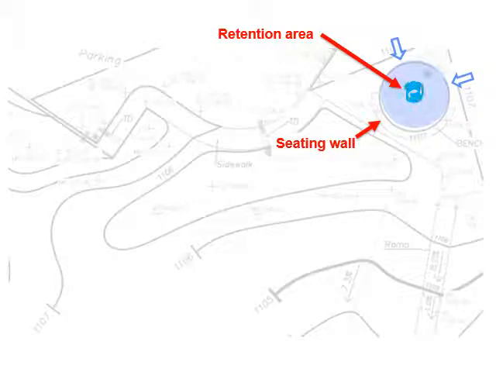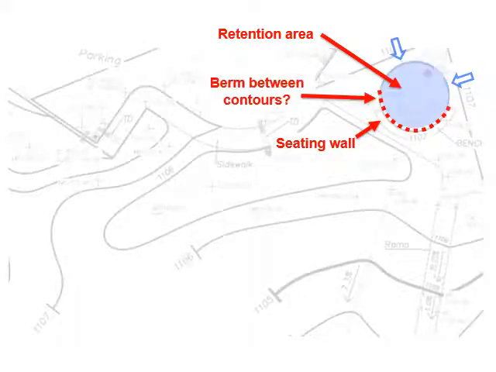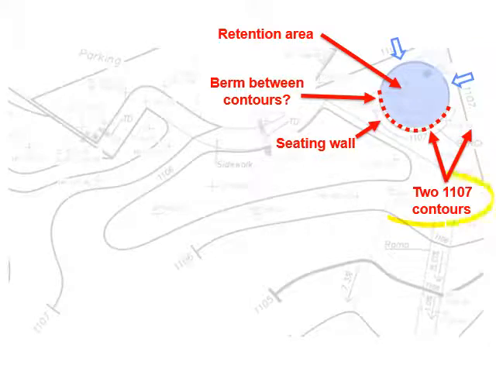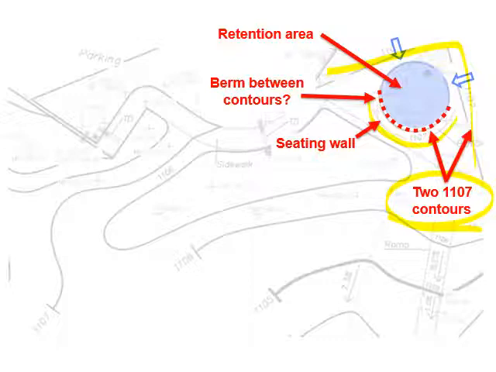As that water flows in, then of course this retention area will fill up with stormwater. And so in this case, the seating wall actually becomes the berm that keeps water from overflowing out of the system. We still have our two contours, although they might be a little less obvious. One of them is fairly obvious. The other one is actually running along the edge of the seating wall. That one may not appear in your drawing as a contour. It may simply appear as spot elevations.